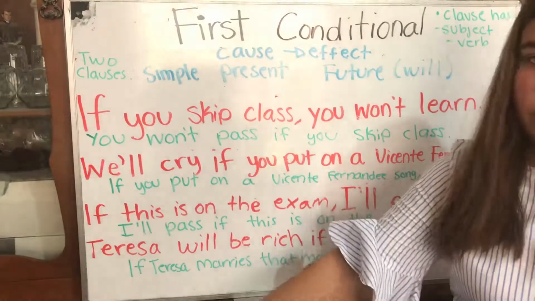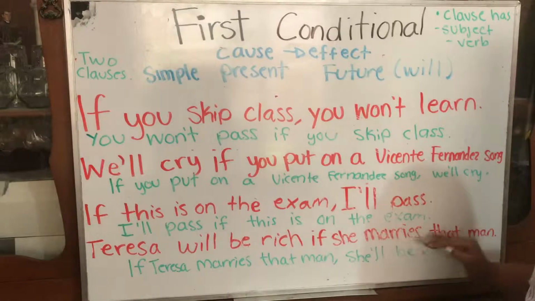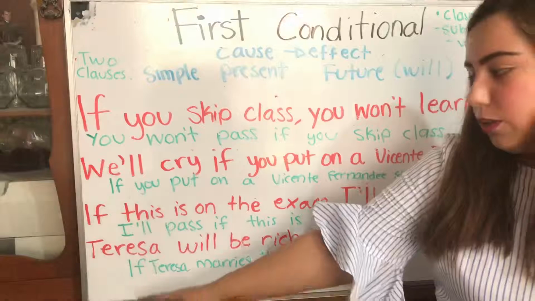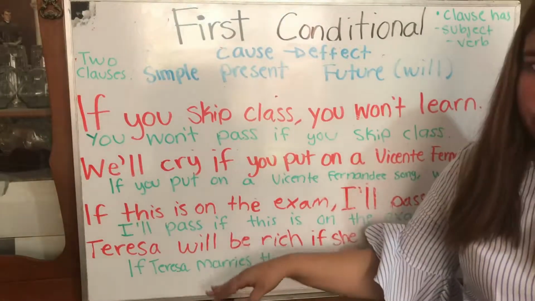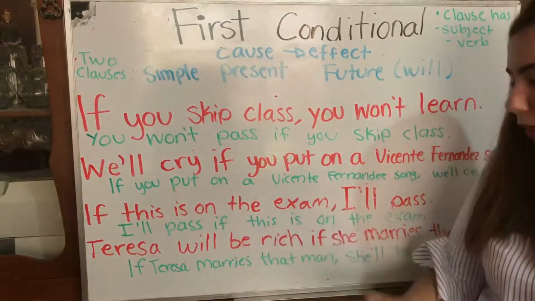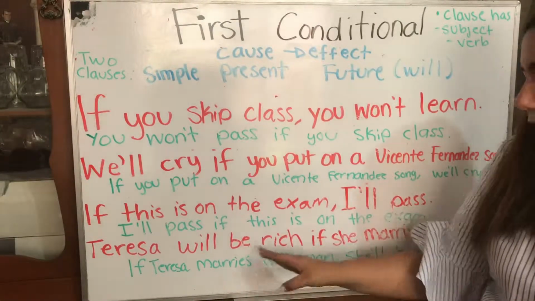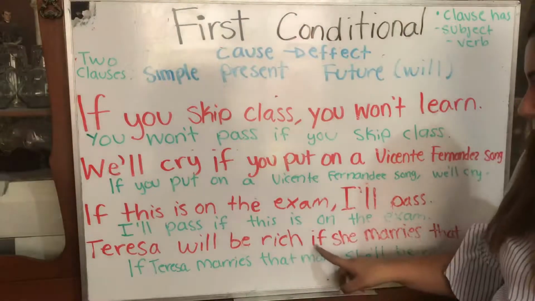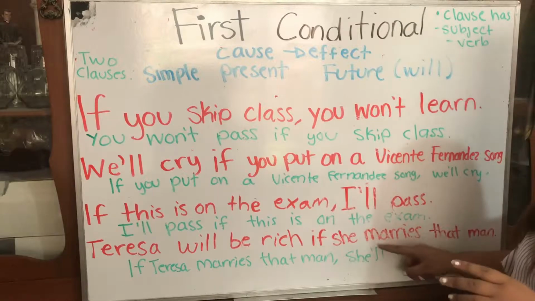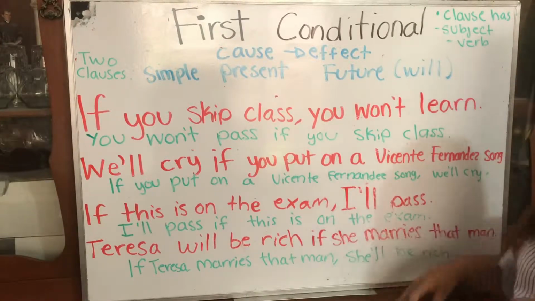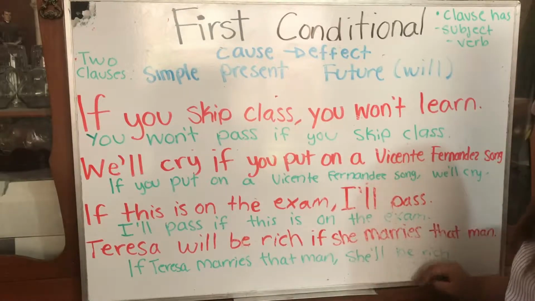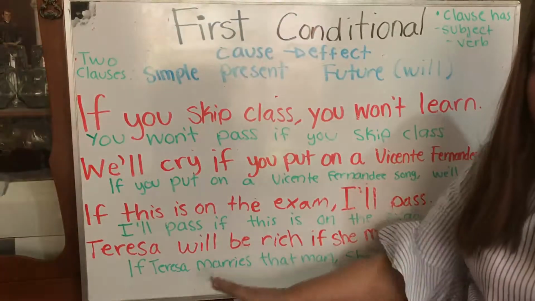Ok. Y el último. Teresa will be rich if she marries that man. Teresa será rica si se casa con ese hombre. Entonces nuestro sujeto es Teresa. Aquí empezamos con el efecto, o sea, con el futuro will. Will, verbo be, en forma base. Complemento rich, será rica. No coma. If she marries that man. Entonces aquí el sujeto she, el verbo en presente simple marries y el complemento that man. Pero aquí lo pusimos al revés. If Teresa marries that man, she'll be rich. Y aquí pusimos coma porque empezamos con la causa.